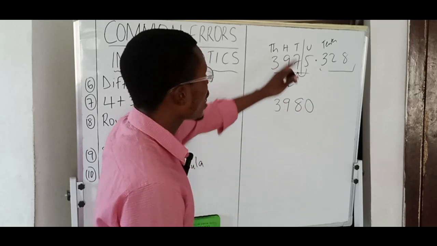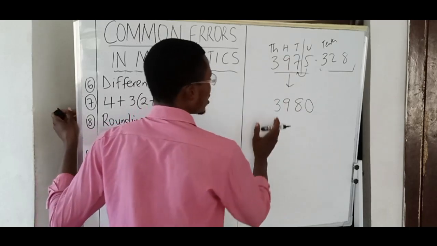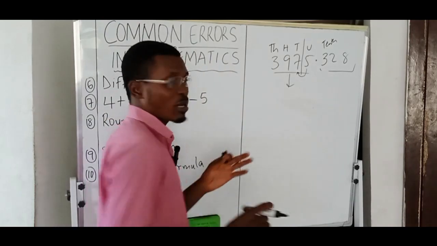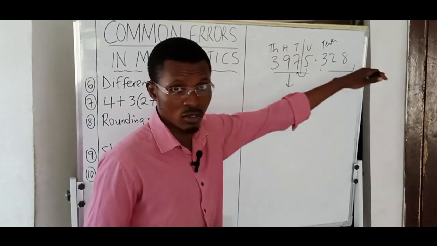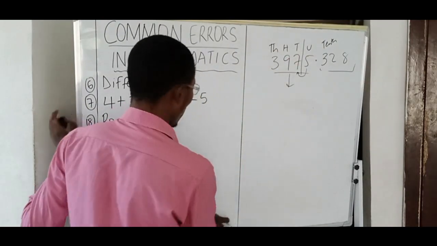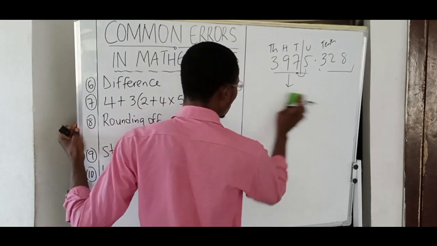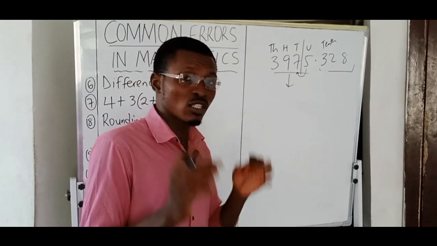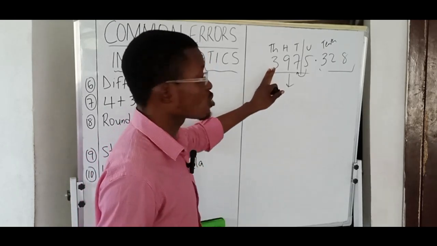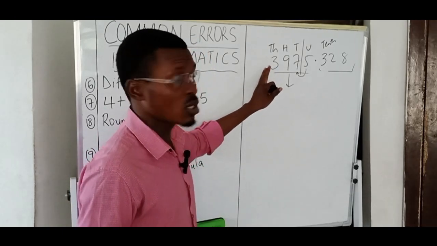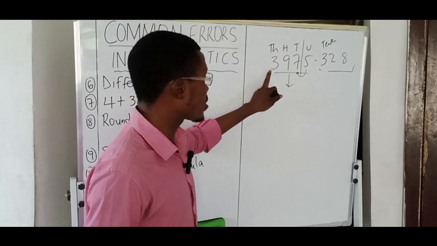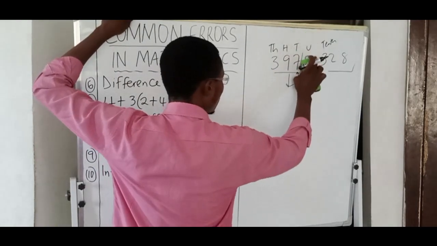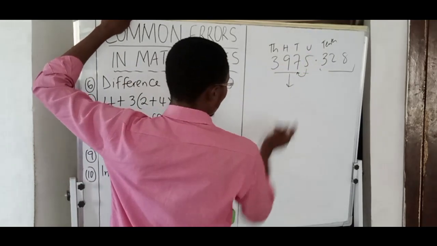Please take note. And if you're asked to approximate, let's say, to 2 significant figures. In significant figures, we are not dealing with decimal places, the place values. In significant figures, we are dealing with just the digits. The significant digits start from the first non-zero digit. And the first non-zero digit is what? 3. So we start with 3. This is the first significant figure, second significant figure. So we are expected to stop here.